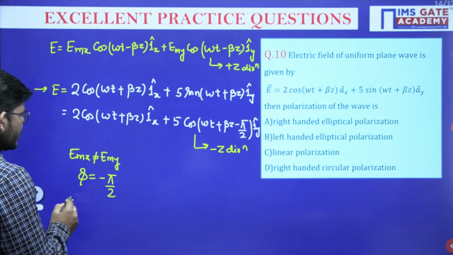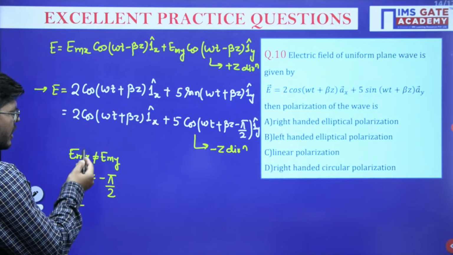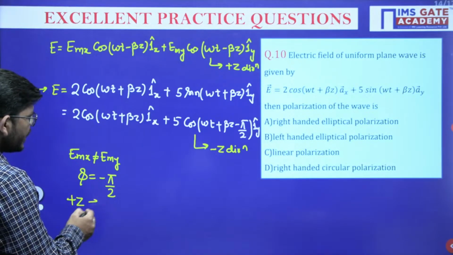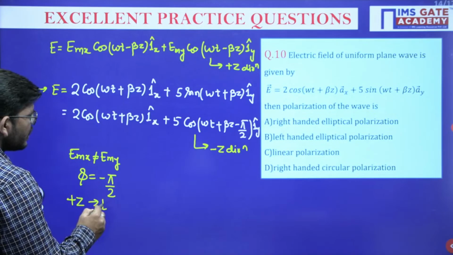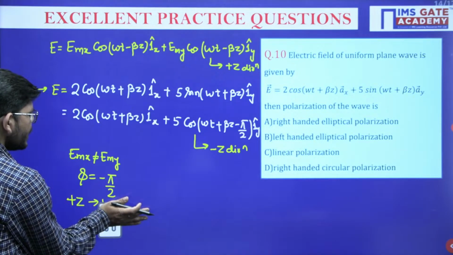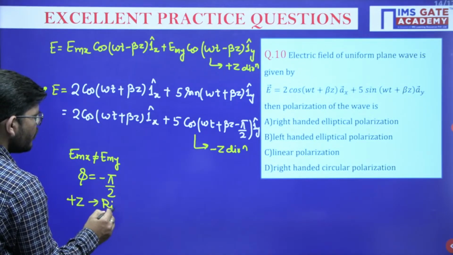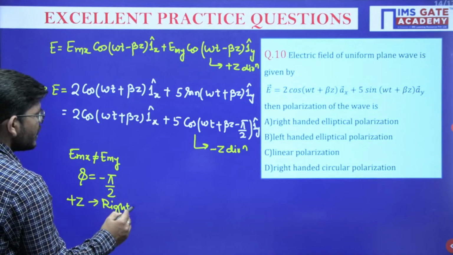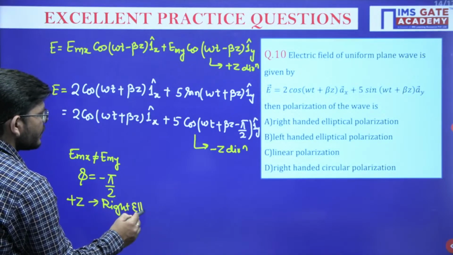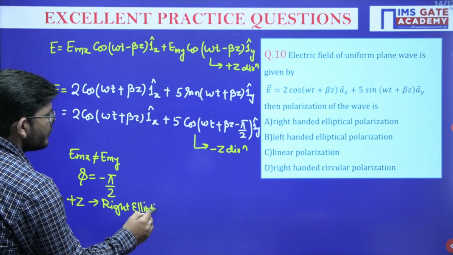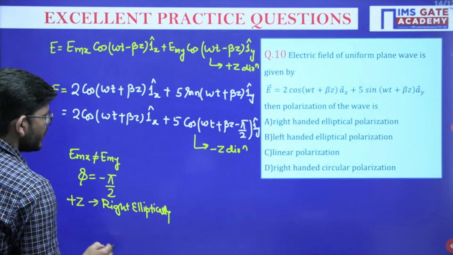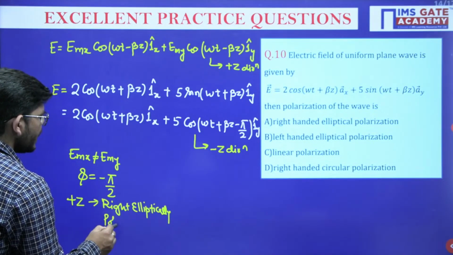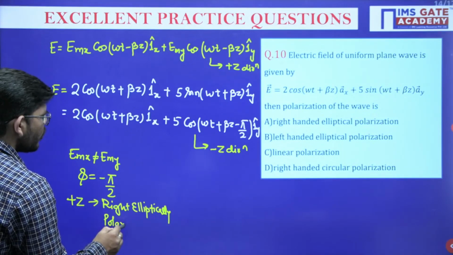And if the wave is traveling in the positive z direction, with all these cases, in this case the wave will be right elliptically polarized. We used to say that this is the case of right elliptical polarization.